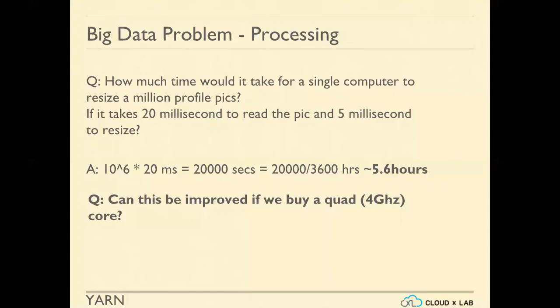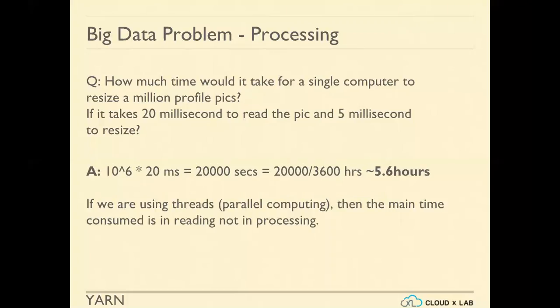A question from Grishma: can a single core run two threads in parallel? Yes, because the CPU will most likely be free when the data is being read from the disk. Therefore, you can continue to do parallel computing even with a single core. Now, my question to all of you is, if we have a dual core or quad core machine, can this be improved? Anybody?